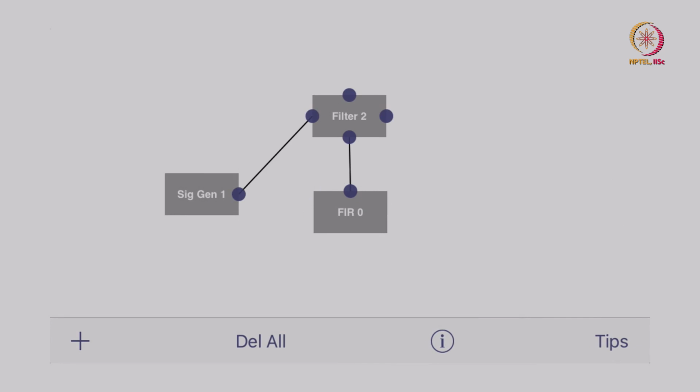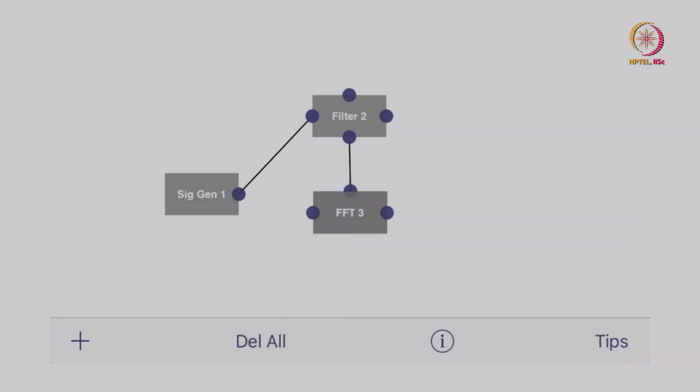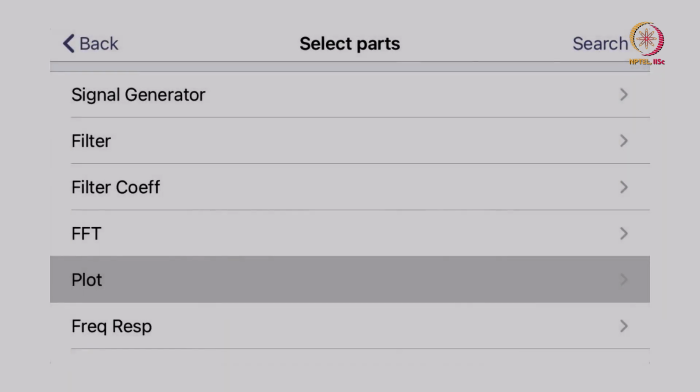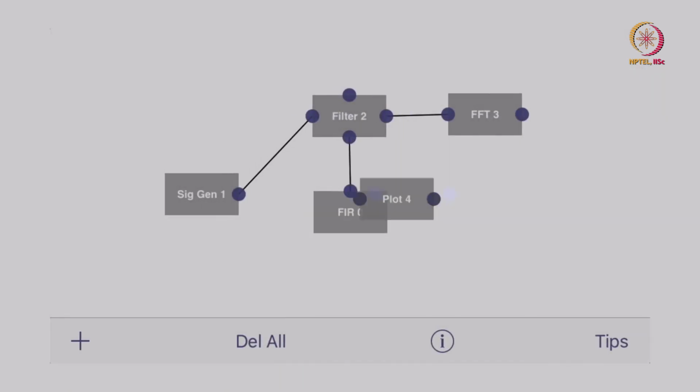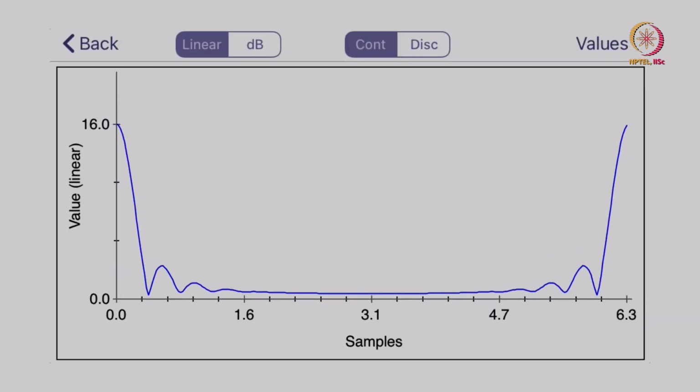So, now because I have to see what I have got, we will put an FFT block in this case. So, I will add an FFT and then I need a plot. I will connect that. Now we will see what output magnitude I am going to get. We have designed the low pass filter and the cutoff frequency chosen is 0.2.